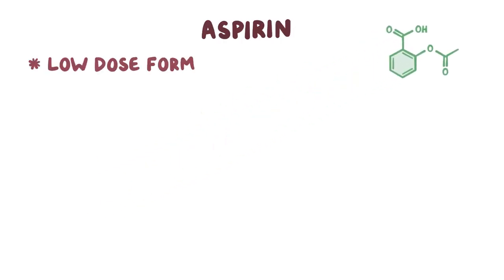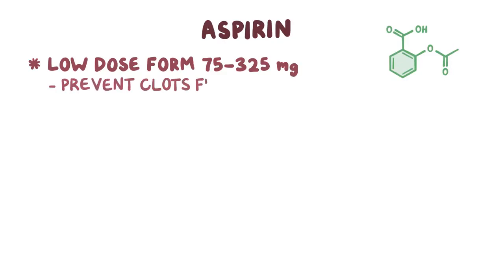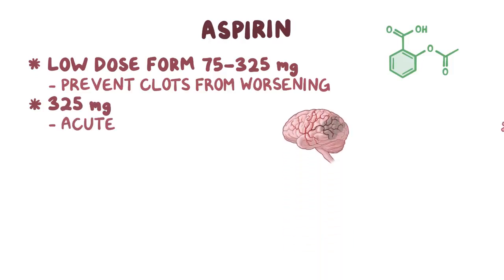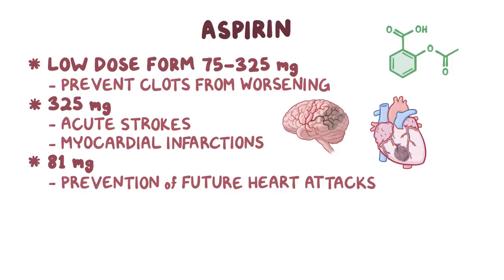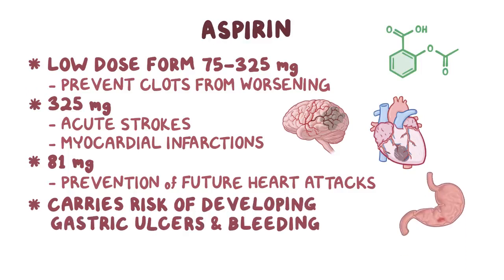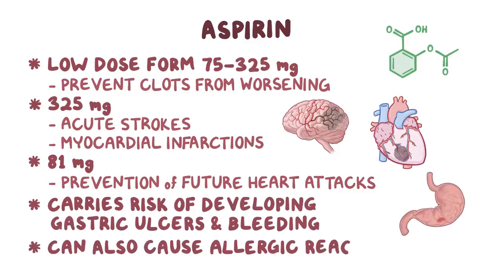Aspirin, as an antiplatelet medication, gets used in a low-dose form of 75 to 325 milligrams in several clinical situations to prevent clots from worsening. 325 milligram aspirin tablets are used for the treatment of acute strokes and myocardial infarctions, or heart attacks. Low doses of aspirin in the form of 81 milligram tablets also get used for the prophylaxis or prevention of future heart attacks in high-risk individuals. Aspirin, when used as an antiplatelet in low-dose formulations, carries the risk of developing gastric ulcers, as well as bleeding. Aspirin can also cause allergic reactions at low doses.